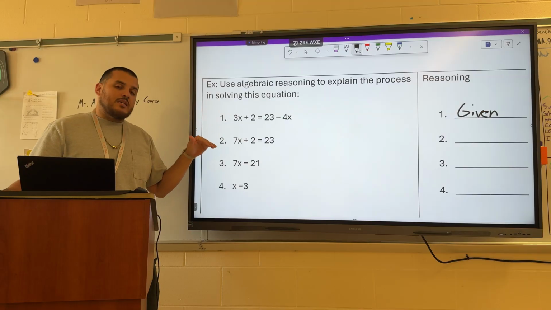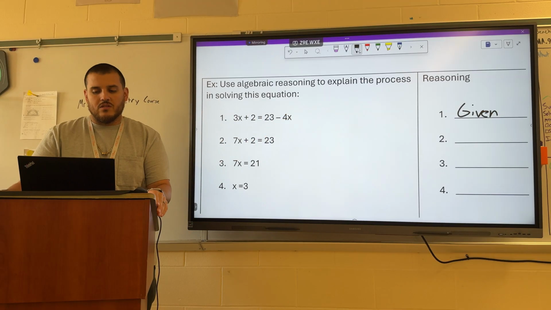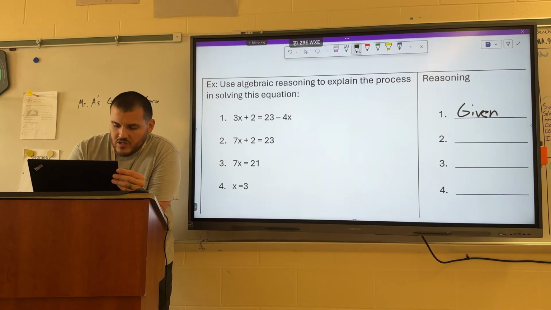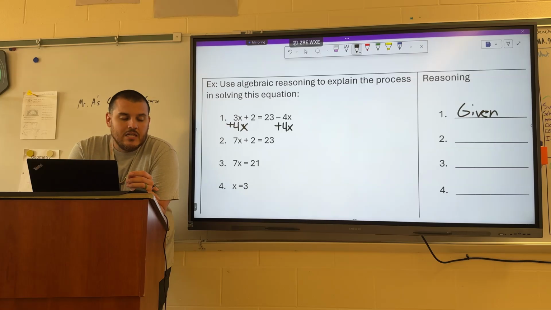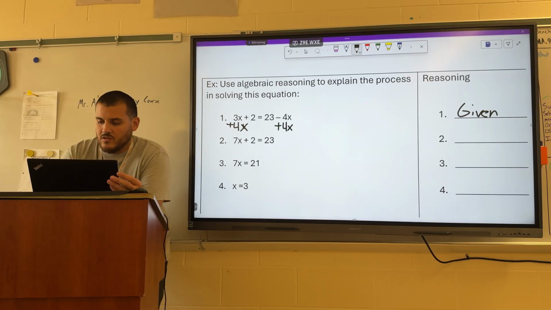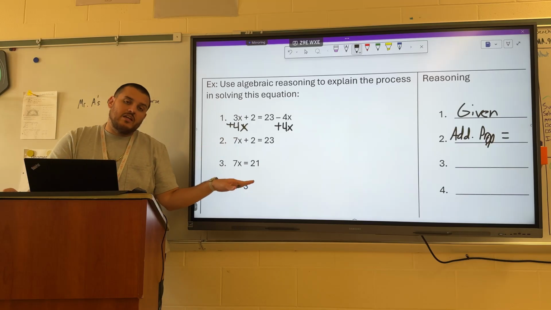And the way that we did this is by moving this negative 4x to the left side of the equal sign. And the way that is accomplished is by adding 4x to both sides. Hopefully you recall that is the addition property of equality. So the reason this statement is true is because of the addition property of equality.